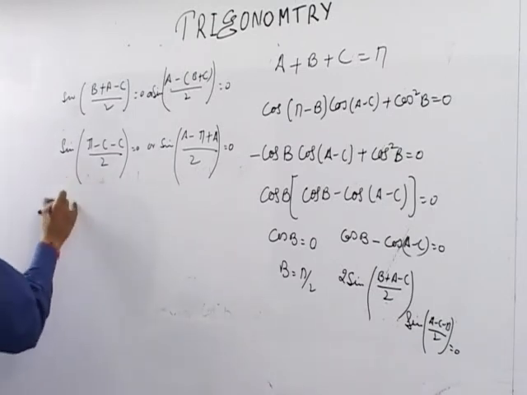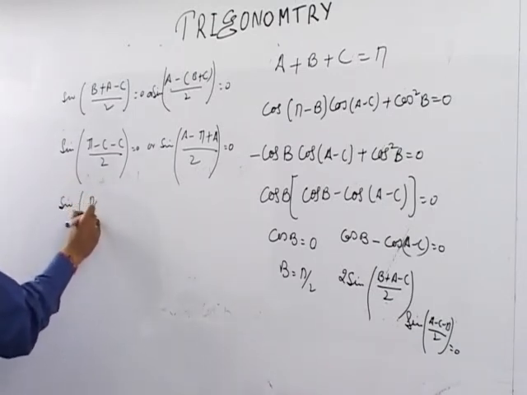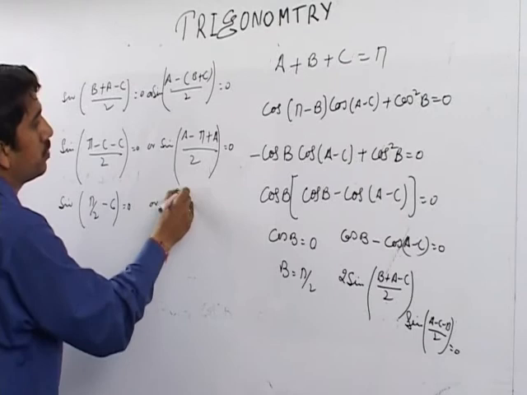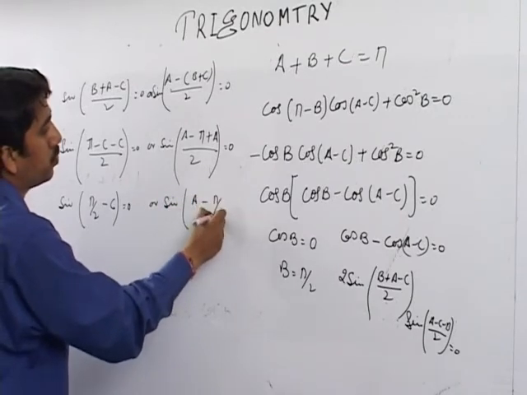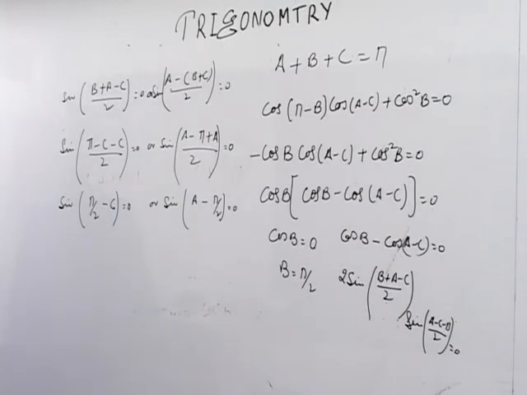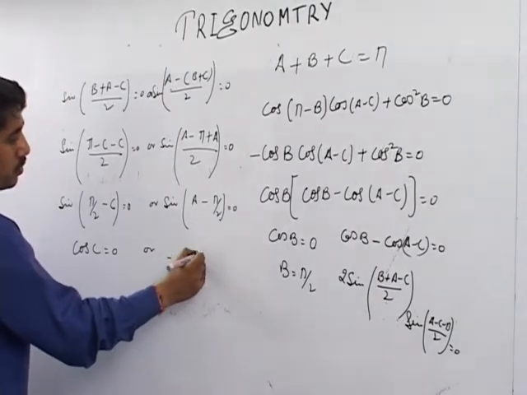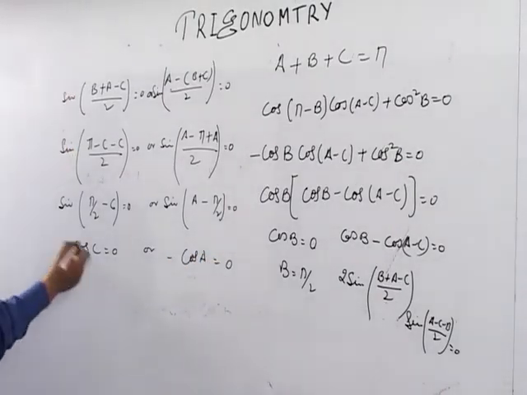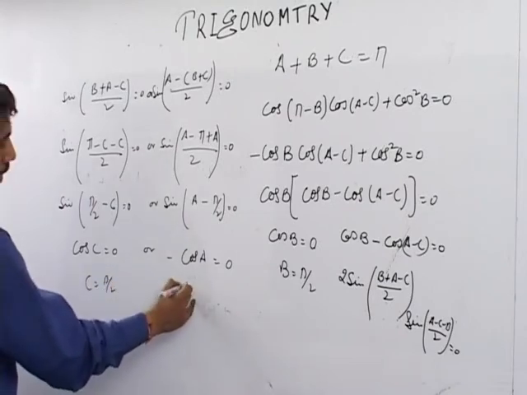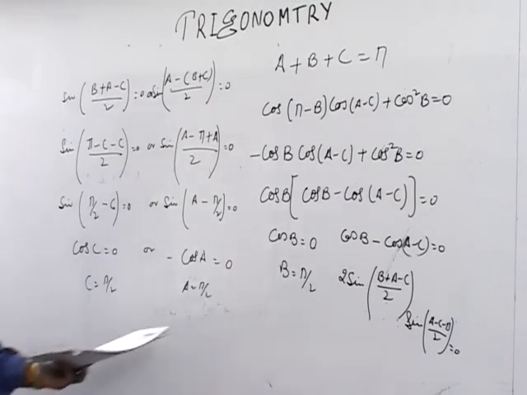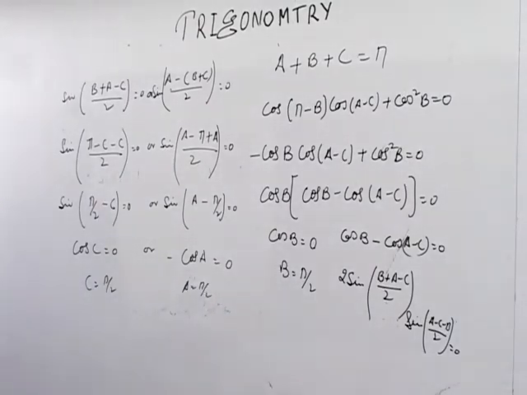From this you can find that this is equal to pi by 2 minus C equal to 0, or sine of A minus pi by 2 will be equal to 0. And this is equal to cos C is equal to 0 or minus cos A is equal to 0. From here also you will find A is equal to pi by 2. That means from all these three conditions we get that one of these three angles is pi by 2. That's why this triangle is a right angle triangle.